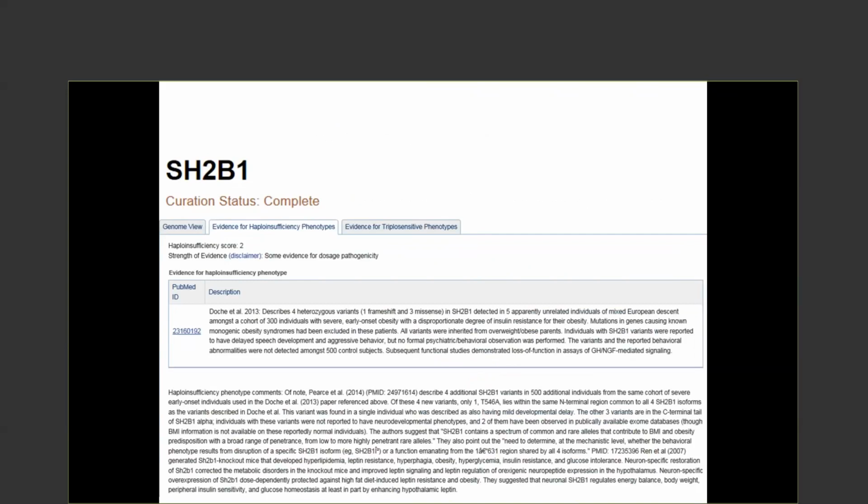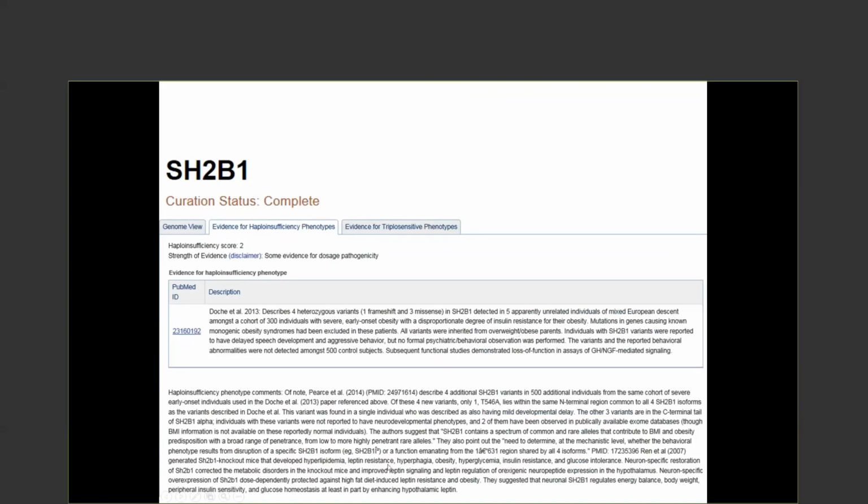The other two tabs contain the evidence for haploinsufficiency and triplosensitivity. So we'll just look at the haploinsufficiency tab for this particular gene. The first box outlines the PMIDs that we've counted as evidence for this particular gene. And there's a link out to the PubMed ID if you wish to look at it, as well as a short description of what we feel like is the relevant information. So here's that link out and the description.